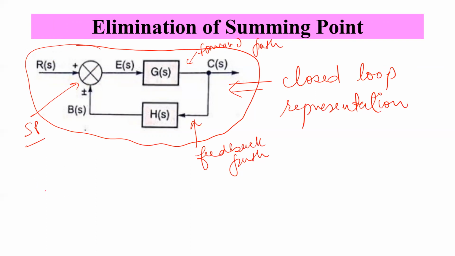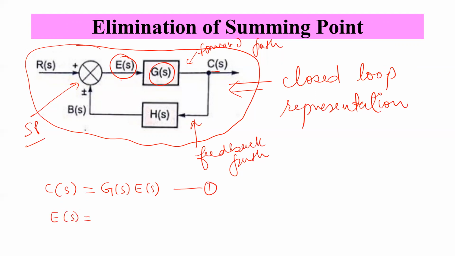So let us start. Let us find out a single block representation of this closed loop representation. So Cs. If you see Cs, what is Cs? Cs is the product of this and this. So Cs is Gs into Es, right? This is, let us say, equation number 1. And what is Es?